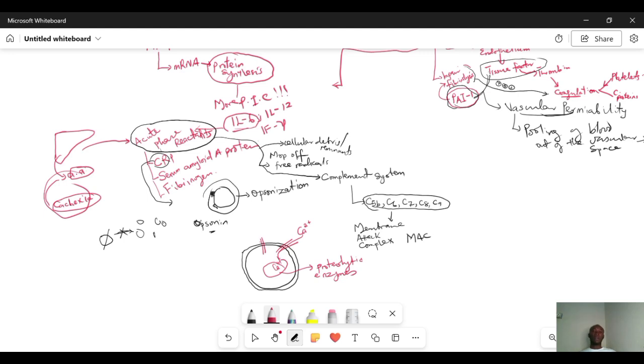So all of these are very good functions of acute phase reactants. All right, but in the short term, but they are not, see, they are acute phase. They are not supposed to be out there for long. So when they are out there for long, they begin to cause havoc.